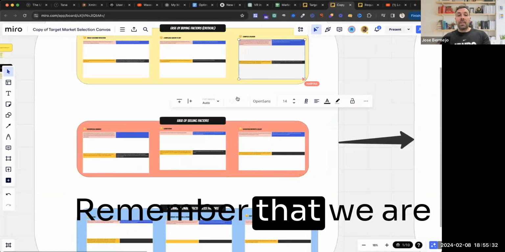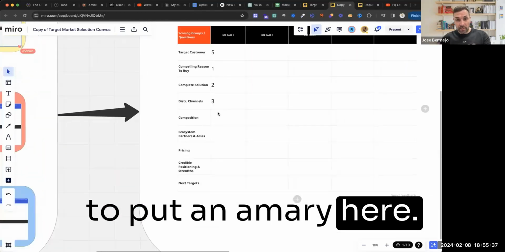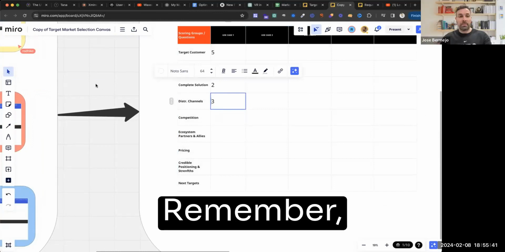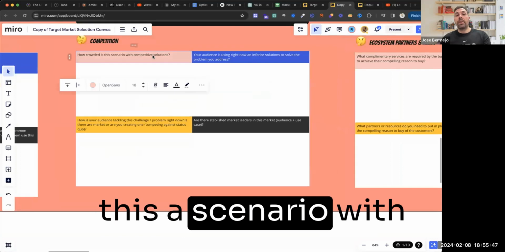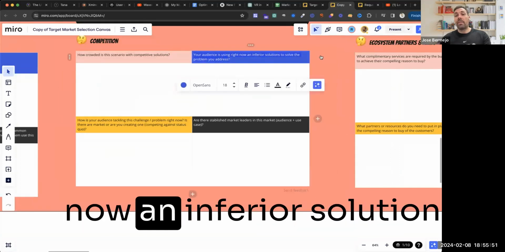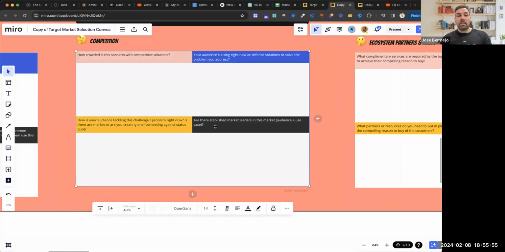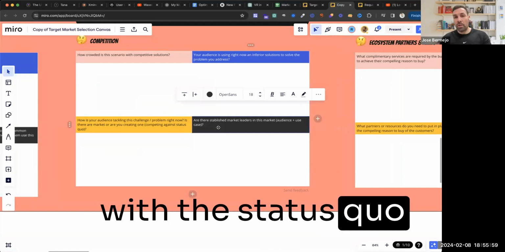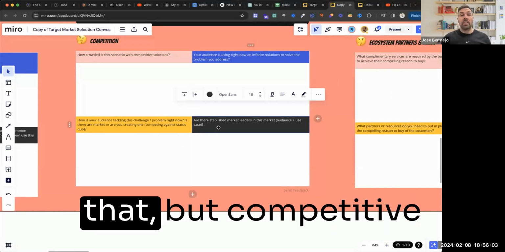Remember that we are thinking all of this to put a number here, right? Remember. And then competition. How crowded is this scenario with competitive solutions? Is your audience using right now an inferior solution to solve this problem? And how are they solving it right now? So we're competing with status quo, with showrooms, we're competing with 3D renders and all of that.